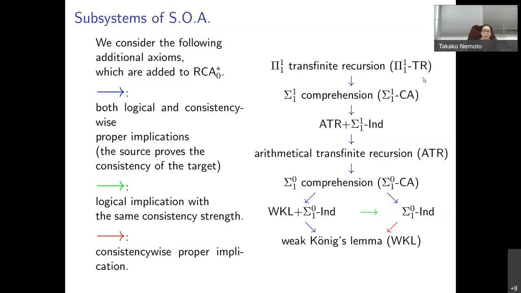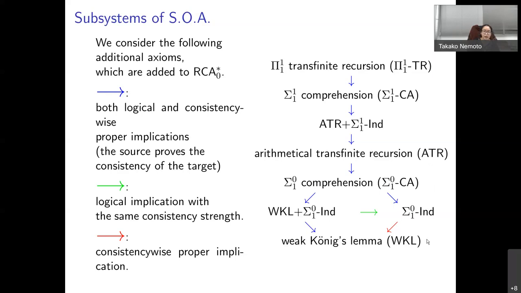From the top, the second one from the top is sigma 11 CA, that is equivalent to the pi 11 comprehension axiom. So the system sigma 11 CA is equivalent to pi 11 CA, one of the big five systems. And ATR, arithmetical transfinite recursion, forms a system ATR node. Sigma 1 comprehension axiom forms a system ACA. And Weak Konig's lemma forms a system WKL node.